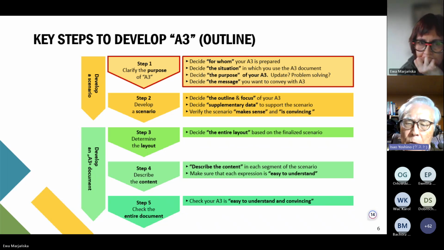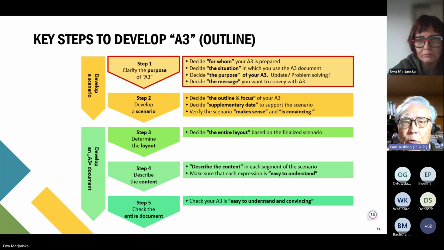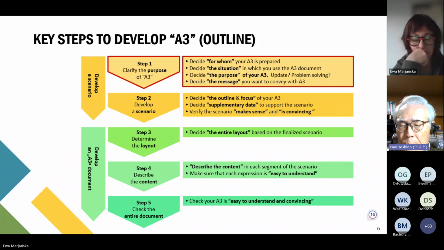That is step 1. Step 2 is then how are you gonna put this in what order and how much space you're gonna give to each box. So develop a scenario, and on the right hand decide the outline and focus points, and also supplementary data. If you write only sentences, sometimes it's not easy to understand. Sometimes you need to prepare some graphs and some illustrations or something like that to make it very visible. And of course, verify the scenario.